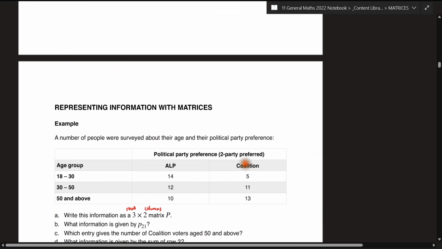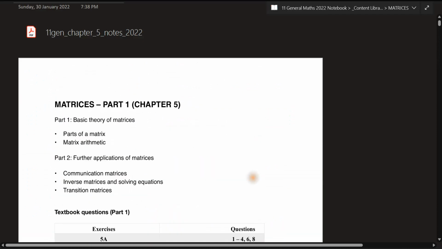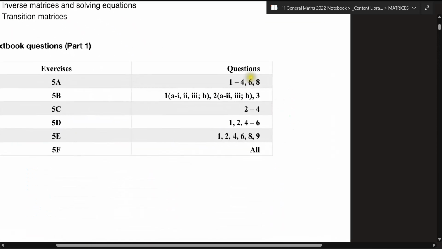So what I'd like you guys to do now is do the questions for chapter 5A, which are listed there. They're all in your textbooks. If you have any questions, please ask me, guys, on Teams.